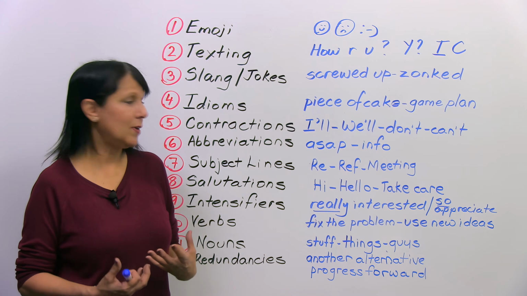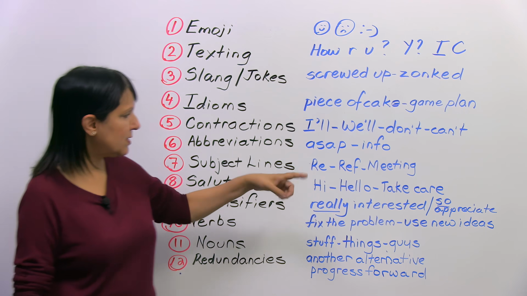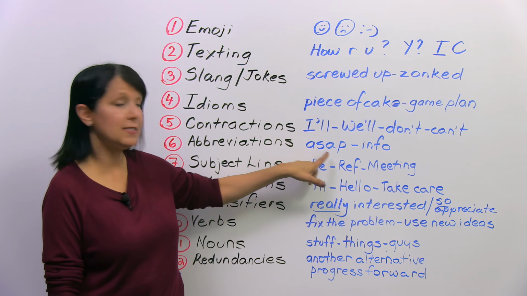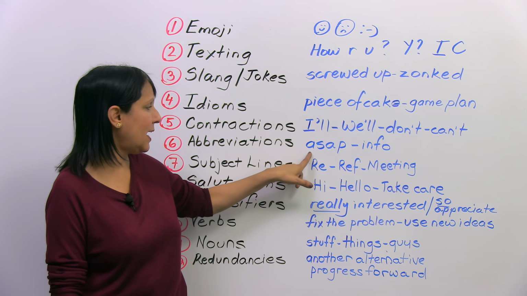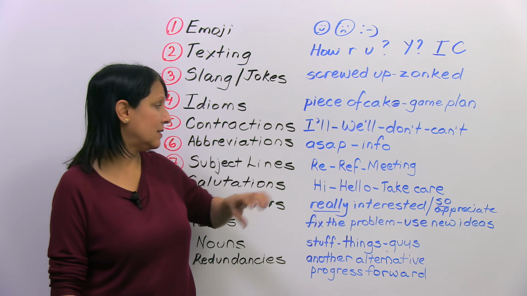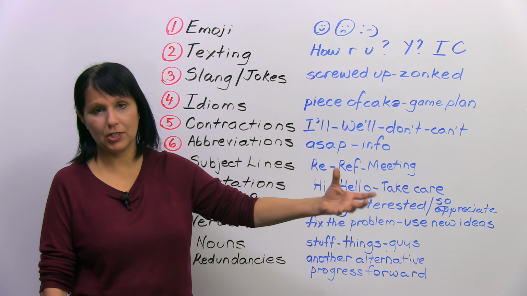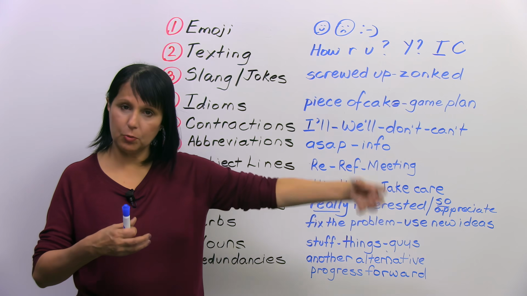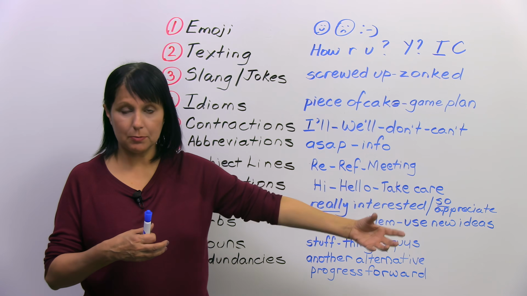All right, what do I mean by abbreviations? For example, even in business correspondence, we often say ASAP. Now, ASAP means as soon as possible, okay? But you don't want to use that the first time you're reaching out to someone, or you don't want to use that in a formal email. Write out all the words, as soon as possible.